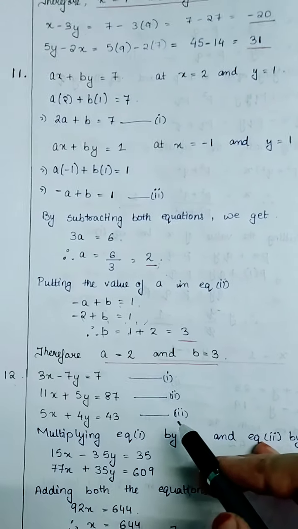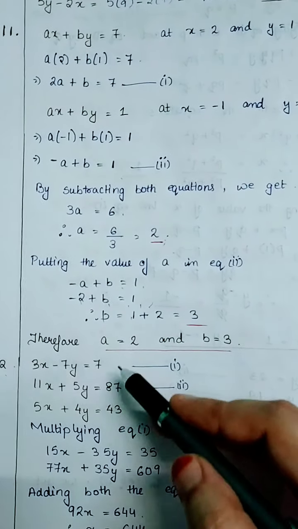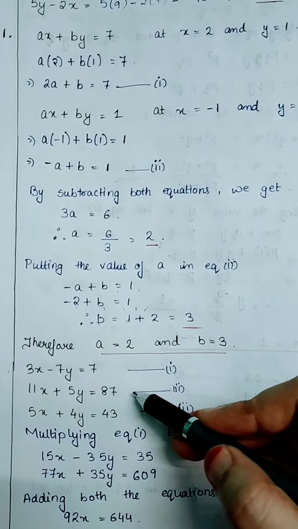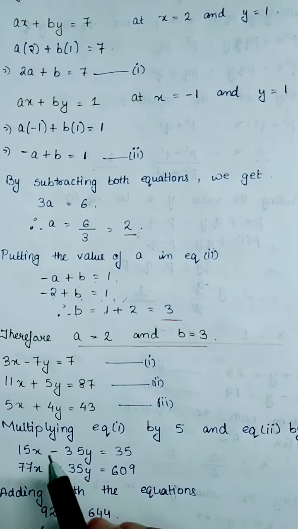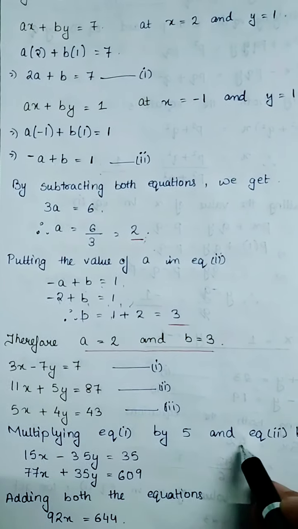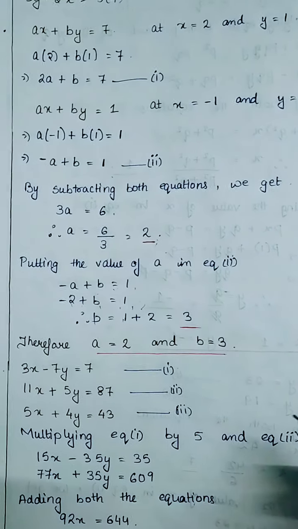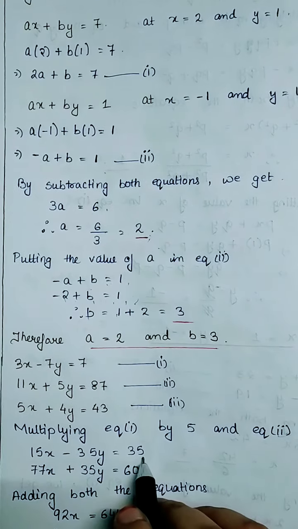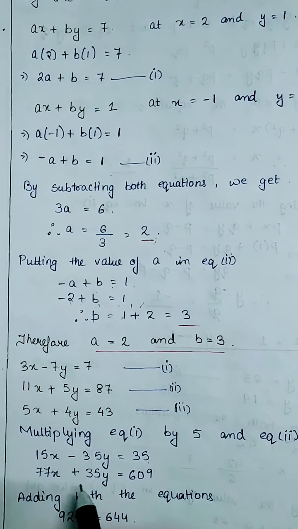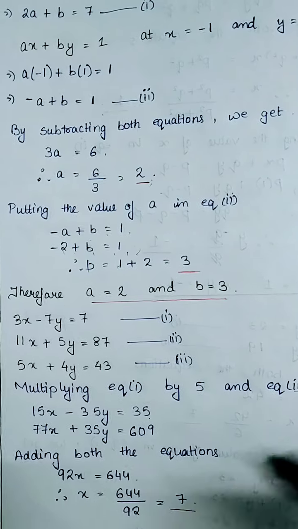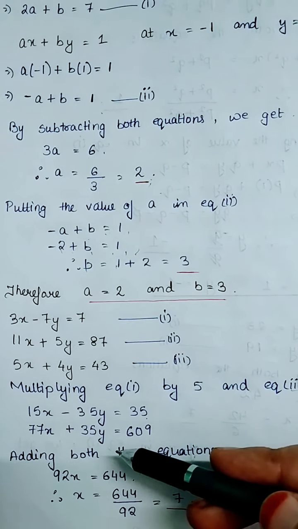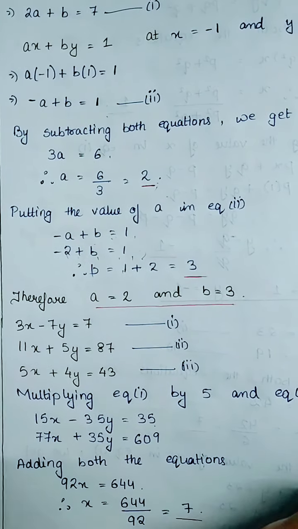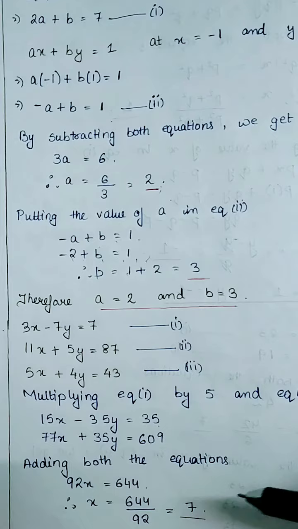Now question number 12. Here you have to see whether all the three equations hold simultaneously or not. First of all, solve two equations by the elimination method, making the coefficients equal. So multiply equation 1 by 5 and equation 2 by 7, so that we get 15x minus 35y is equal to 35, and here we have 77x plus 35y is equal to 6. Adding both the equations, minus and plus will cut each other. Now it will become 92x is equal to 644. So 644 upon 92 is equal to 7. So we have got the value of x.